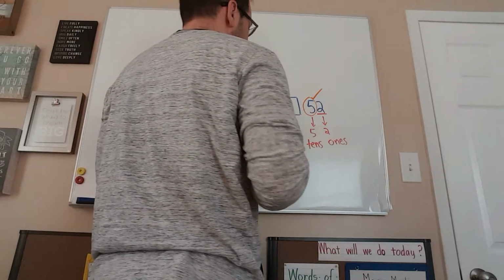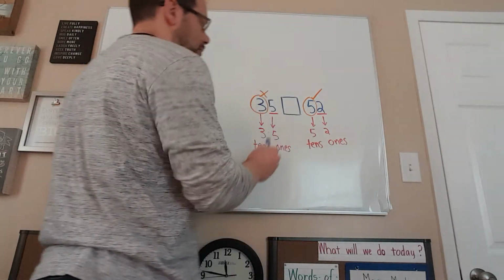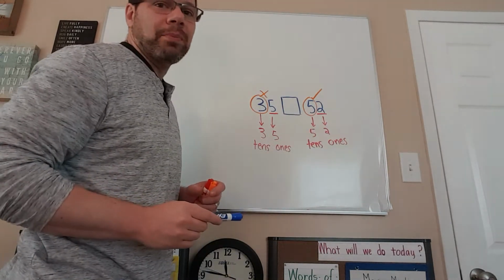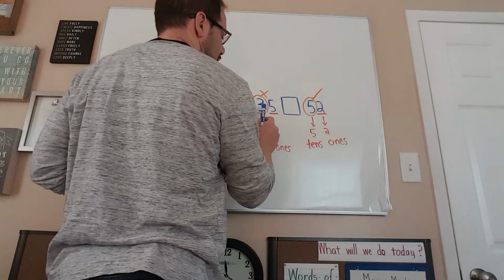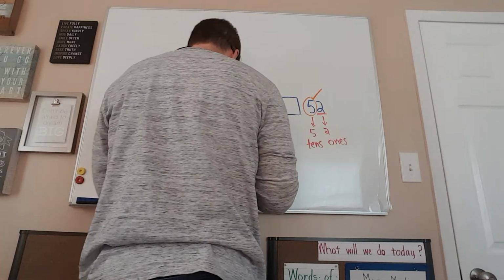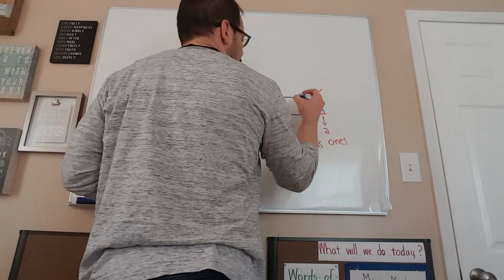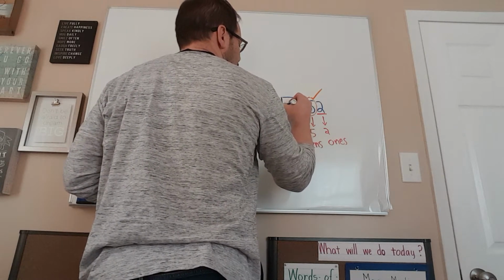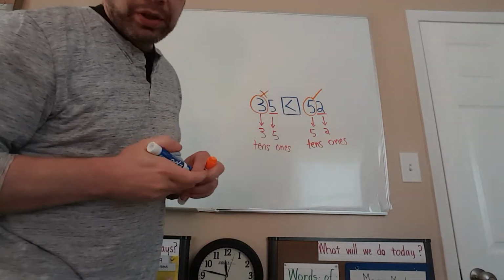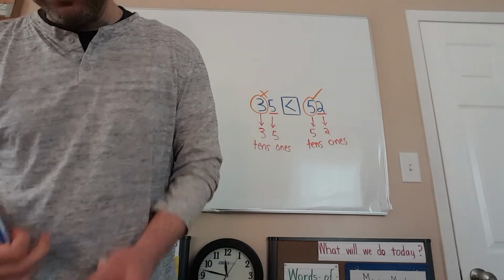So we don't even have to look at that second number. If these were both fives, then we would have to look at the second number. But because one has 3 tens and the other has 5 tens, we know that 52 is greater than 35. And these are really easy. They give you a good visual on this.